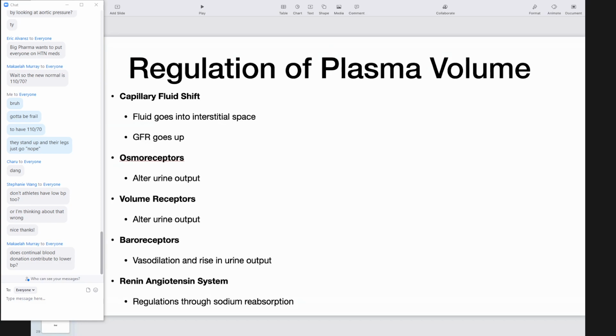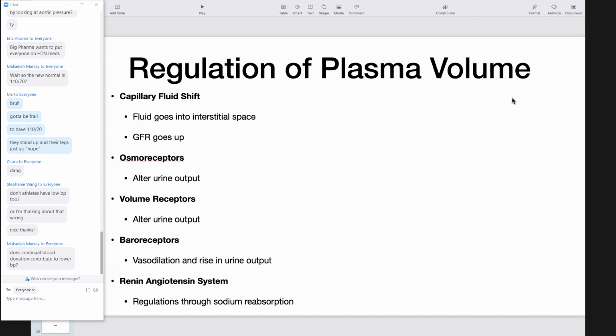How do we regulate the plasma volume? So let's say we did give out too much blood, or we maybe have too high of a blood pressure and we need to regulate plasma volume. Essentially, why would we need to do that? Because plasma volume will dictate blood pressure.